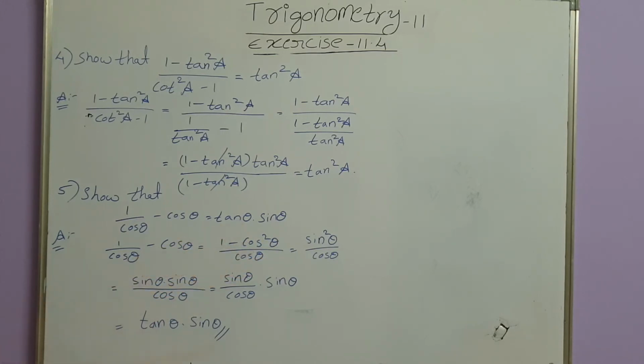How to write that sin square theta? Sin theta into sin theta by cos theta is equal to sin theta by cos theta into sin theta. So sin theta by cos theta is tan theta into sin theta. This is also proved: 1 by cos theta minus cos theta is equal to tan theta into sin theta.